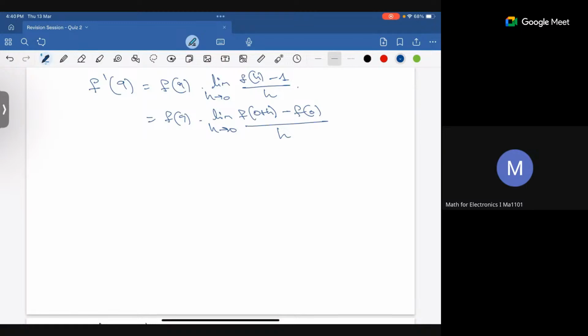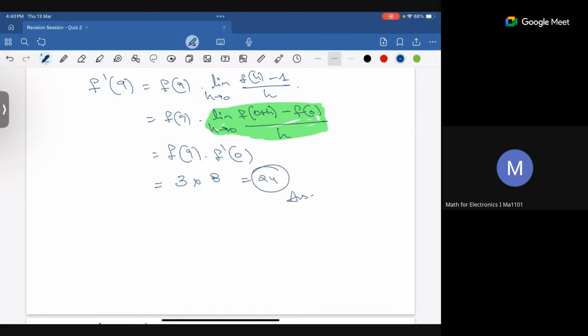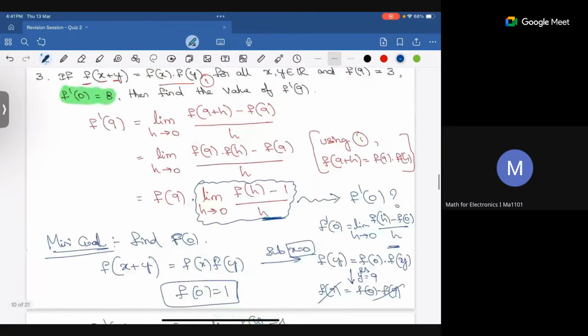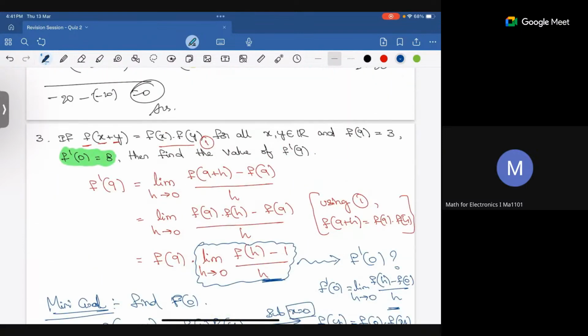Right? So now this is f prime of 0. So simply this will become f of 9 into f prime of 0. If I just substitute the values, f of 9 is given to be 3, f prime of 0 is given to be 8. We will get f prime of 9 to be 24. So what happened eventually? If we were asked to find f prime of 9, it is just the product of this and this. So we got that. That is how we have to solve this particular problem.